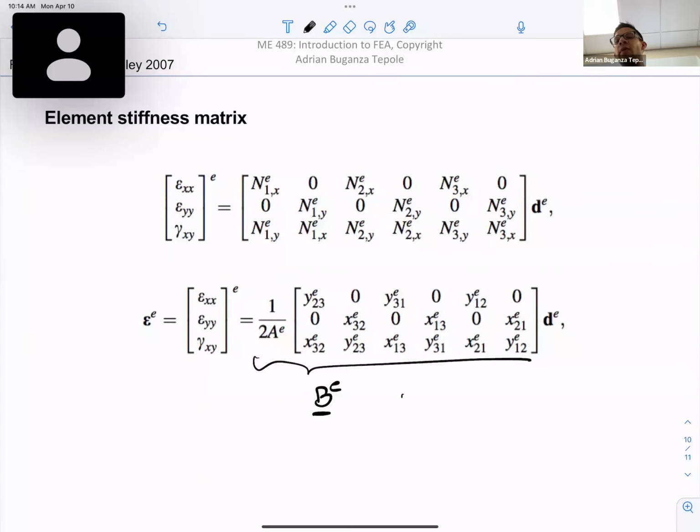So y23 is just y2 minus y3. Then x32 is just x3 minus x2. So again, if you have a triangle, all you need to be able to do is get the area of the triangle, and then given the x1, x2, x3 coordinates and y1, y2, y3 coordinates, you can fill in all the entries of that B matrix.